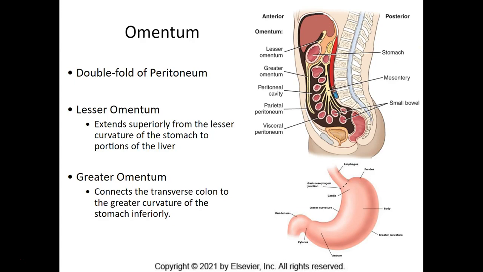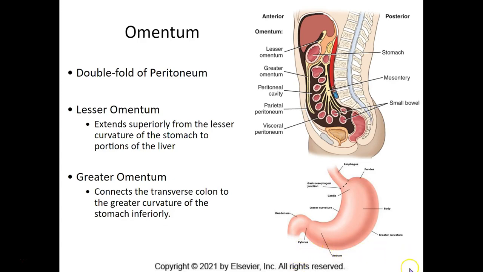The greater omentum connects the transverse colon to the greater curvature of the stomach. So here is your greater curvature of your stomach. So the greater omentum connects the greater curvature of the stomach to the transverse colon. So kind of imagine the transverse colon was sitting right here.